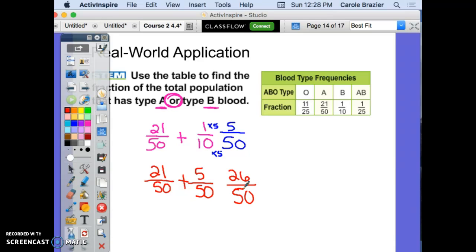Okay? I know that these are not reduced because they're both even, so I'm going to divide them both by 2. So divide 26 by 2, I get 13. Divide 50 by 2, and I get 25. This is now my reduced fraction. So 13 over 25 of the population is either type A or type B. So we're looking at both of these. And I had to make them my common denominators in order to add. Okay?